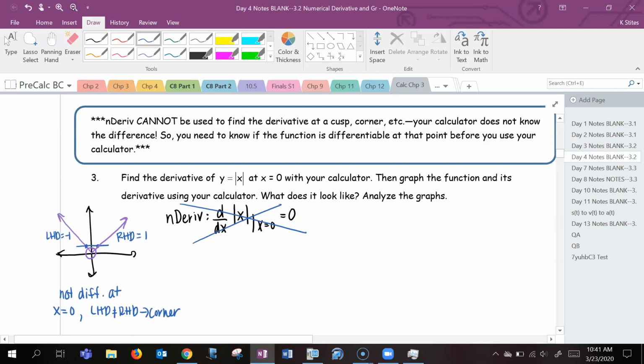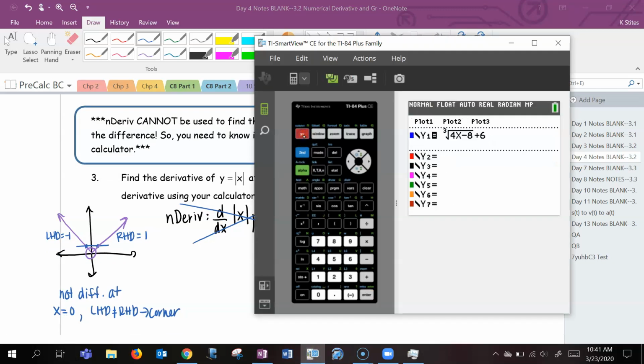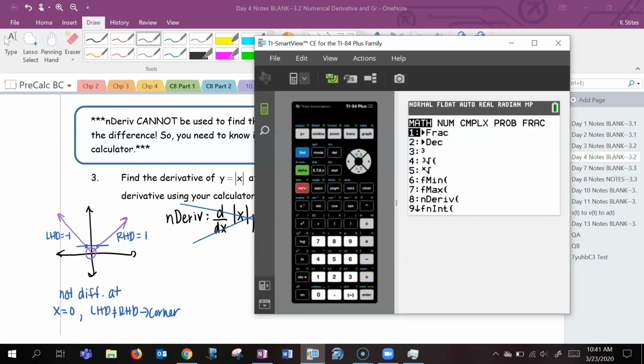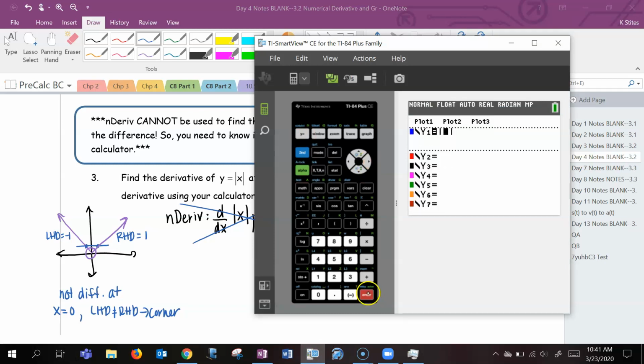Okay, so let's look at how we would graph this with our calculator. You go to your y equals, type in your original function, so absolute value of x.